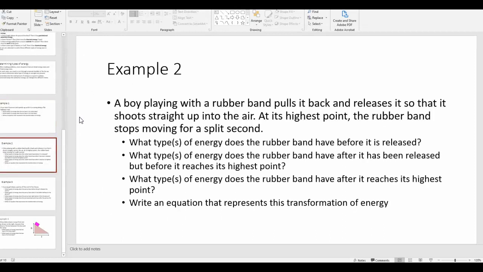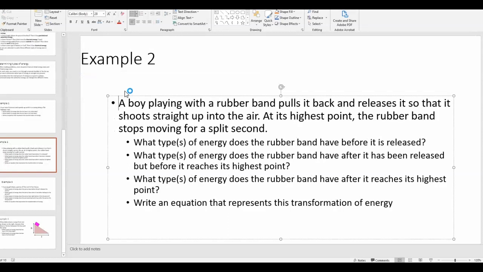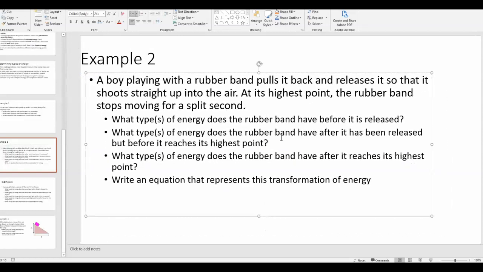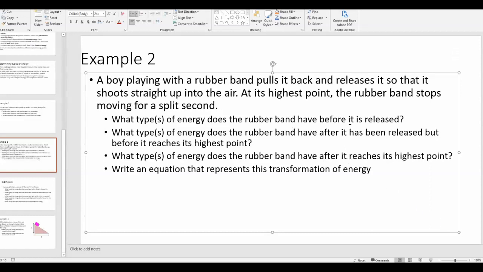Okay, example 2. It says a boy playing with a rubber ball or a rubber band pulls it back and releases it so it shoots straight up into the air. At its highest point, the rubber band stops moving for a split second. We've seen that before. Now the first question says, what type or types of energy does the rubber band have before it's released?